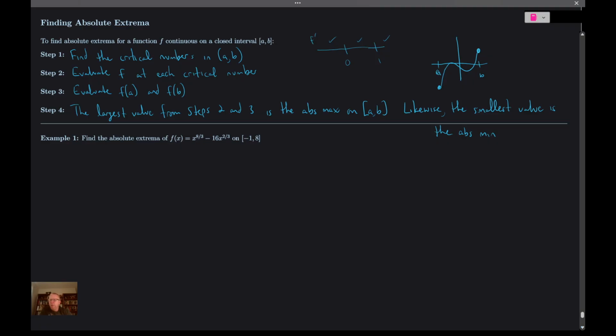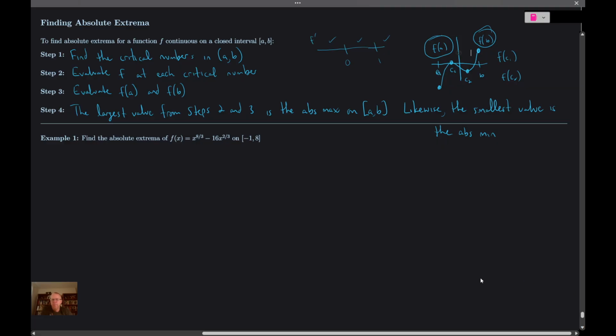Well, where is the derivative 0? The derivative will be 0 there and there. And so we'll find f of a, we'll find f of b, and let's call this critical number C1 and this critical number C2. So we'll find f of C1, find f of C2, and then in this case, f of a is the smallest and f of b is the biggest. And there you go. And those would be your max and your min.